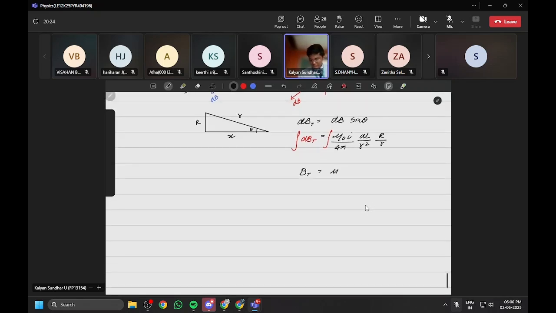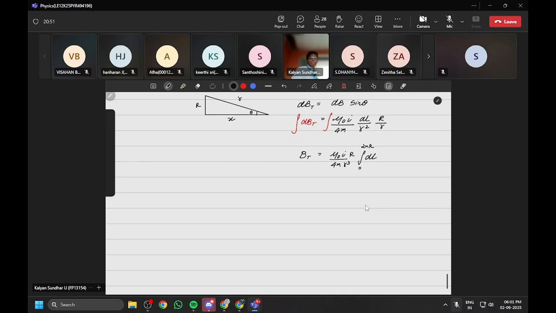So mu naught I divided by 4 pi, correct? The r will become r cube. On top it will be your capital R. Who is inside? You are just going to integrate with your element, I mean the length of the element. So this will be 0 to the total length. How much is it? 2 pi R. So 2 pi capital R. So from here BT will be equal to R square. Yes sir. Pi gets cancelled, only 2 R cube will be there.